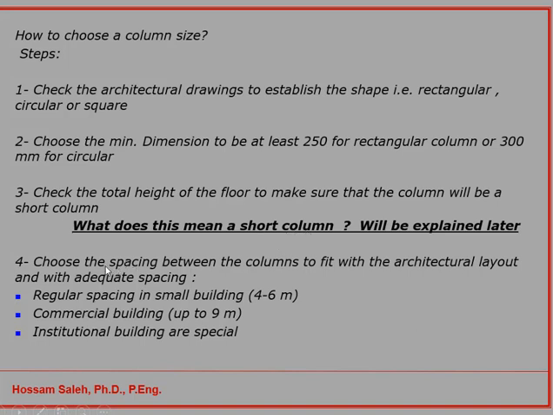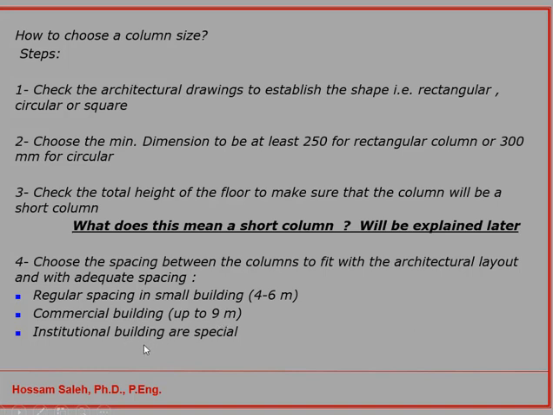Number 4, what about the spacing between the columns? How can I choose my spacing? As I mentioned before, it's very important to keep the architectural layout intact and functioning. If you have the choice, in residential or small buildings the spacing for the concrete columns is from 4 to 6 meters. If you have a commercial or office building, it is common here in Canada to use up to 9 meters spacing.